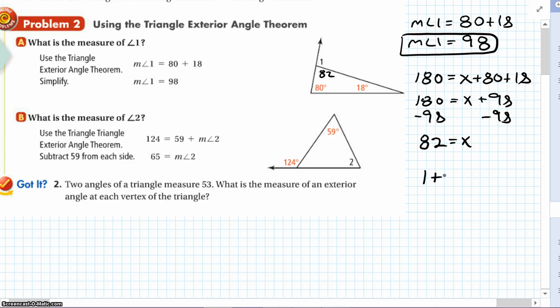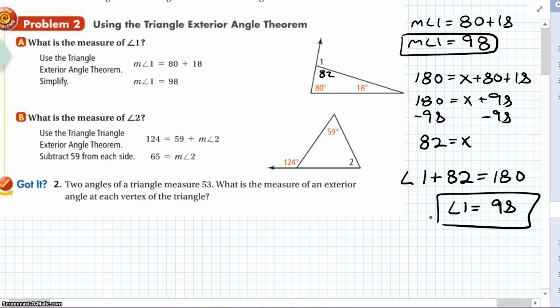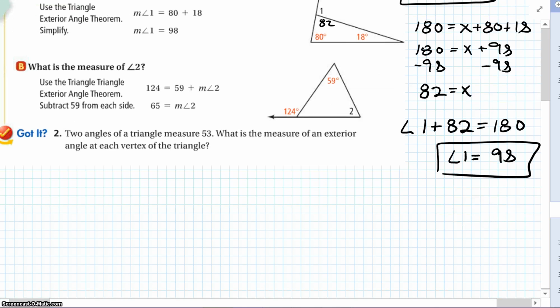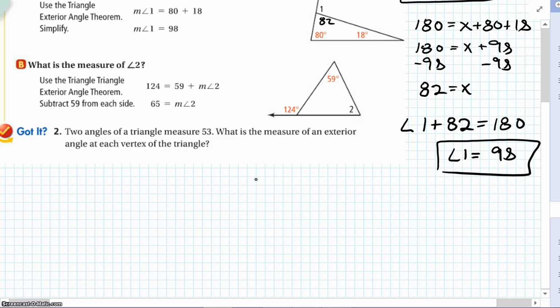So we know angle 1 and x form a linear pair. So the measure of angle 1 plus 82 equals 180. Subtract 82, the measure of angle 1 equals 98. So you get the same thing. It's just a lot easier if you look at it that way.